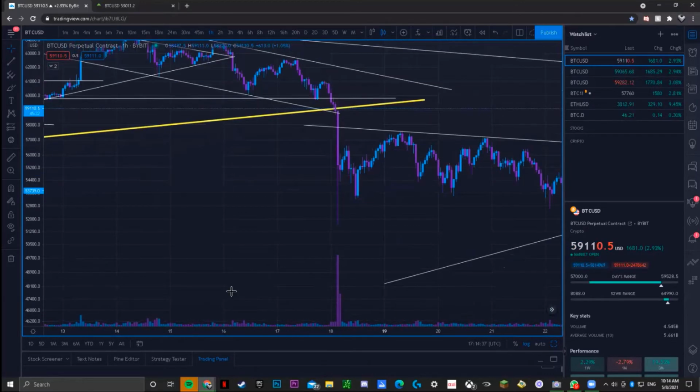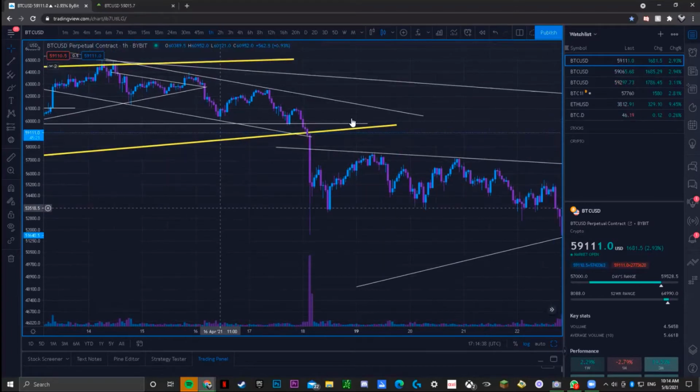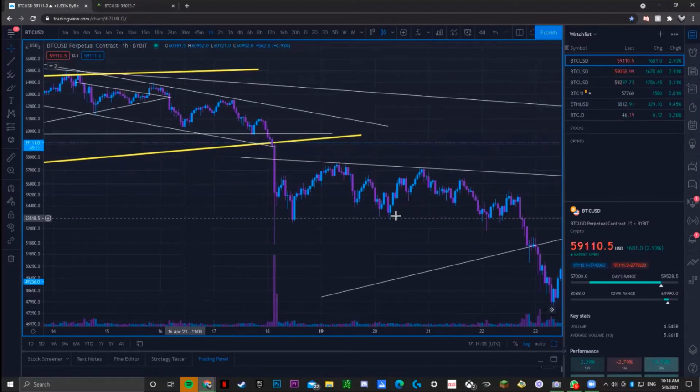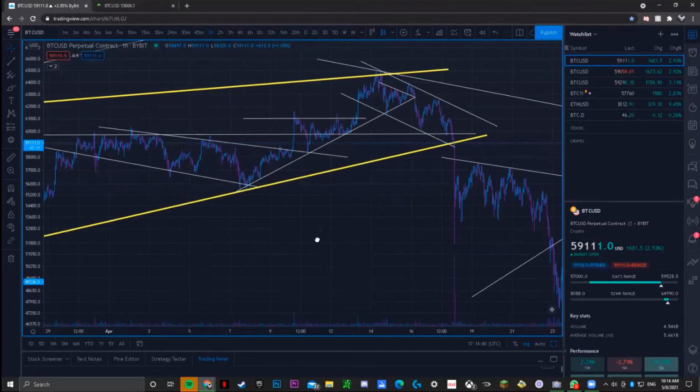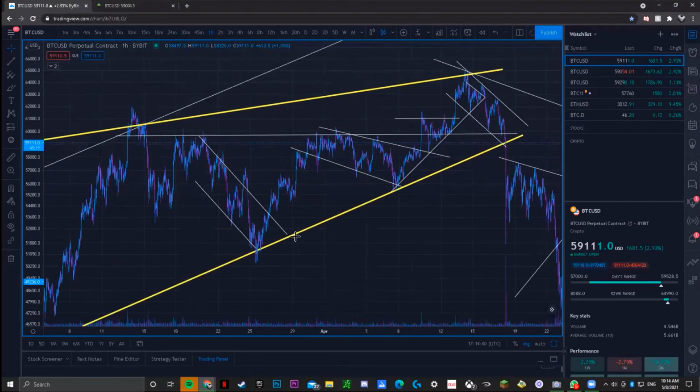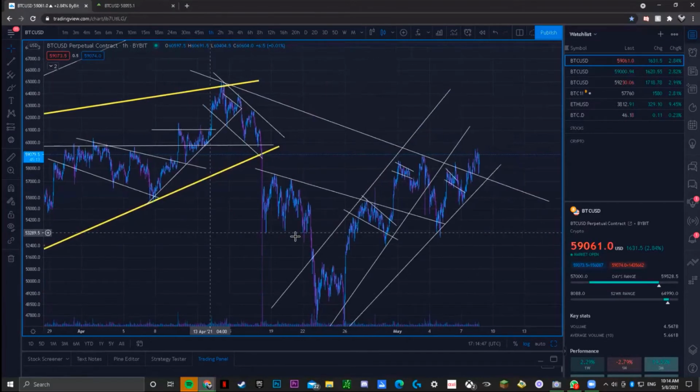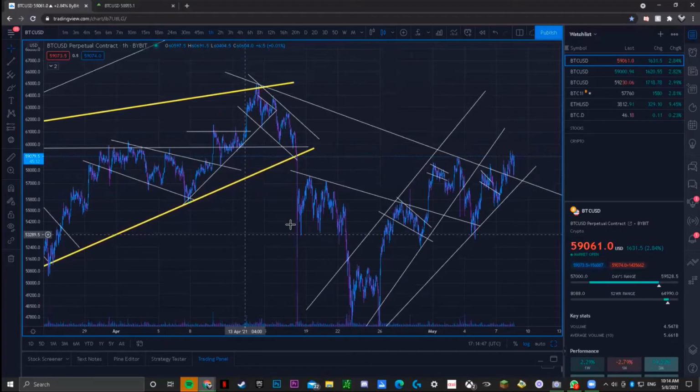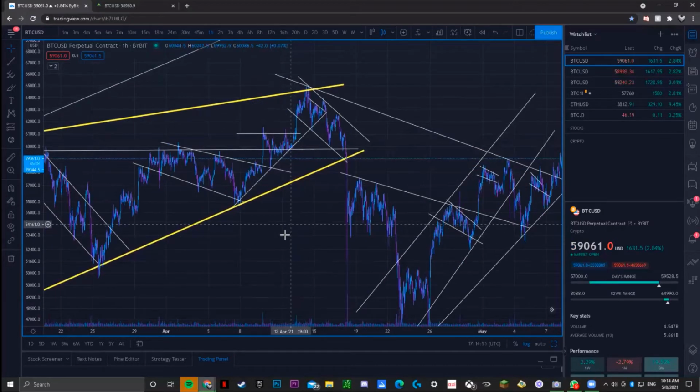And the other thing is we broke this huge line of resistance, right? So when you can find several things that are saying the same thing, you can be pretty confident this is going to happen, right?